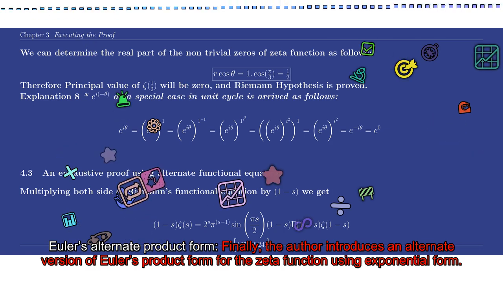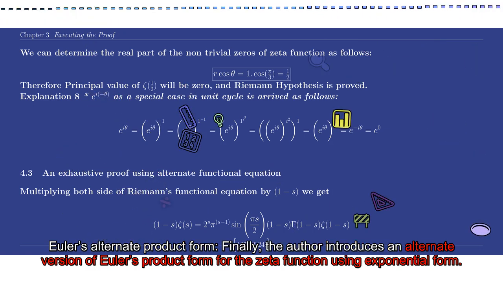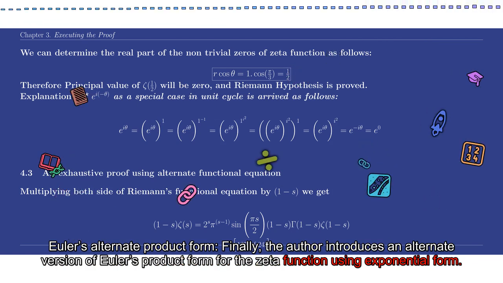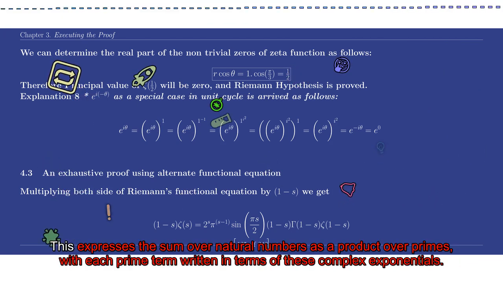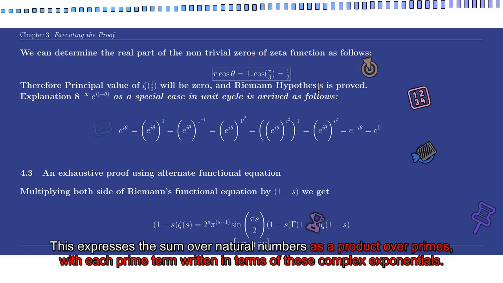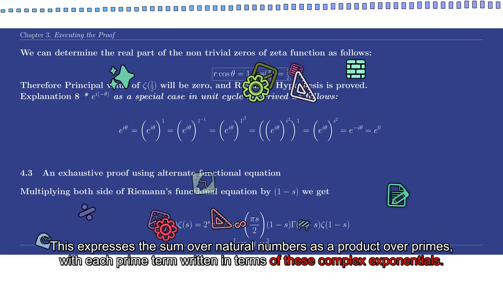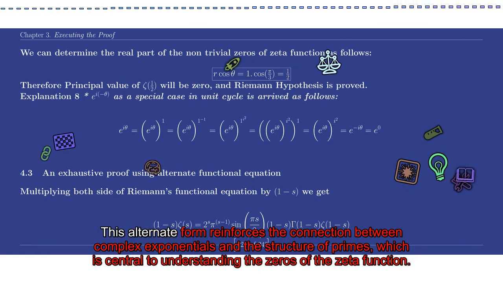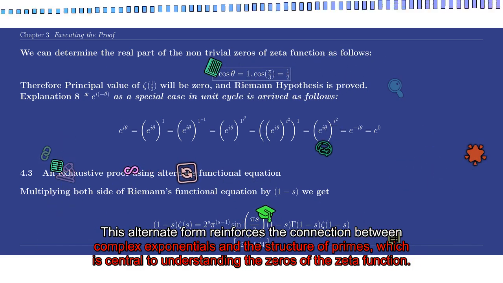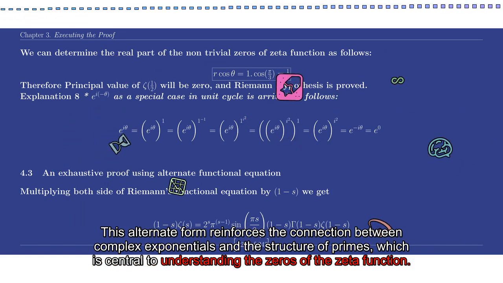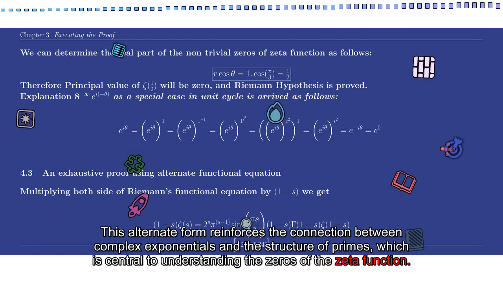Euler's alternate product form. Finally, the author introduces an alternate version of Euler's product form for the zeta function using exponential form. This expresses the sum over natural numbers as a product over primes, with each prime term written in terms of these complex exponentials. This alternate form reinforces the connection between complex exponentials and the structure of primes, which is central to understanding the zeros of the zeta function.